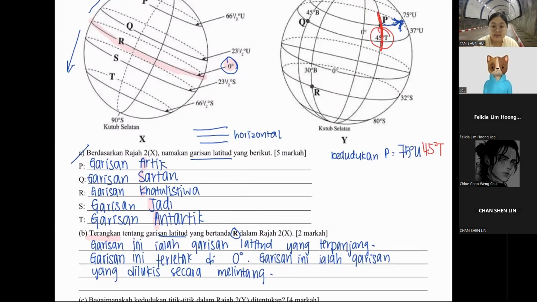Now, how about Q? What's the answer for Q? Look at the horizontal first. Horizontal is 37. Vertical is 45. Yes, then your answer is 37U, 45B. How about the last one, R? What's the answer for R? Come, you try it out.